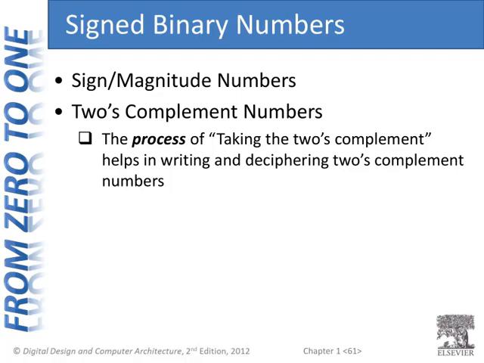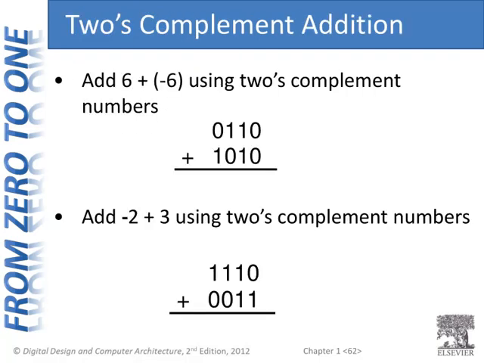Okay, so as a review, we have both signed magnitude numbers and 2's complement numbers as representations for signed binary numbers, which means binary numbers that can represent both positive and negative numbers. Remember that the process of taking the 2's complement is a process of manipulating 2's complement numbers. It helps in both writing 2's complement numbers and deciphering them. So let's look at 2's complement addition. I claimed that it just worked and it gave the correct result. Let's take a look at that.